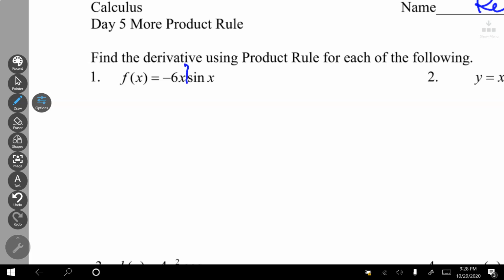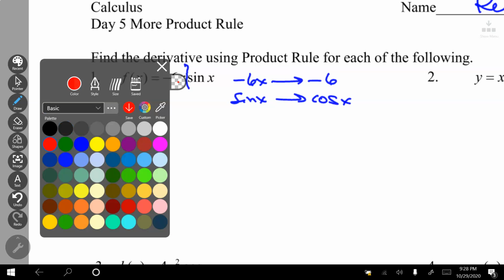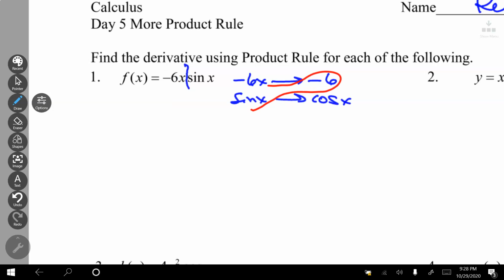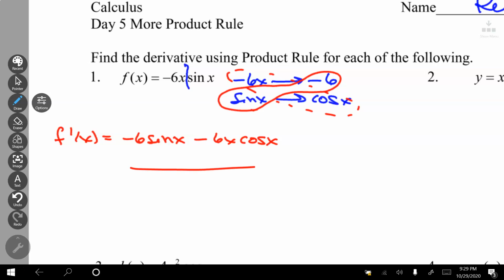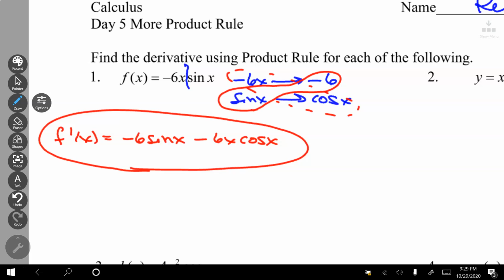We just have two very basic functions: negative 6x, derivative is negative 6; sine of x, derivative is cosine of x. I'll do this crisscross this way first. F prime of x equals negative 6 sine of x. And I'll do this way second. Minus 6x cosine of x. And there you go. Nice, very simple one to start off with.